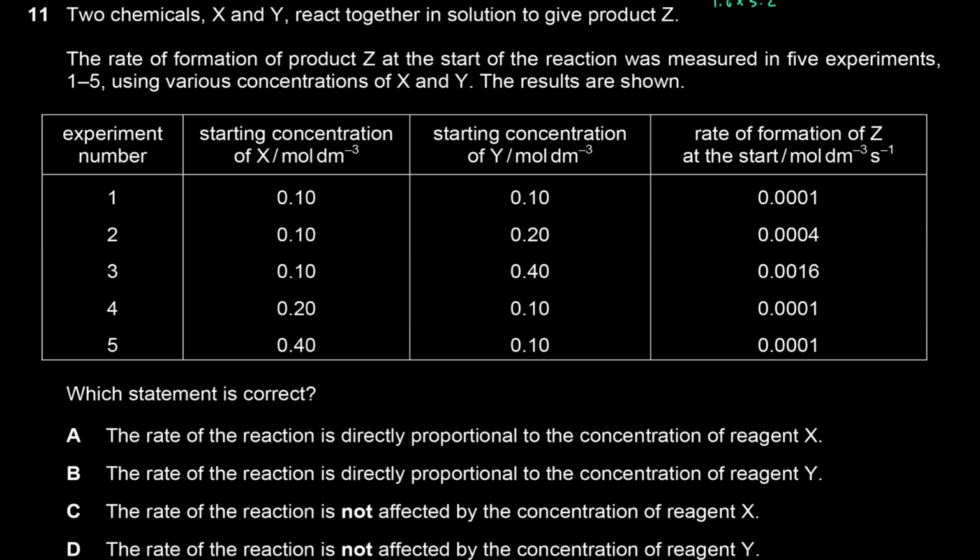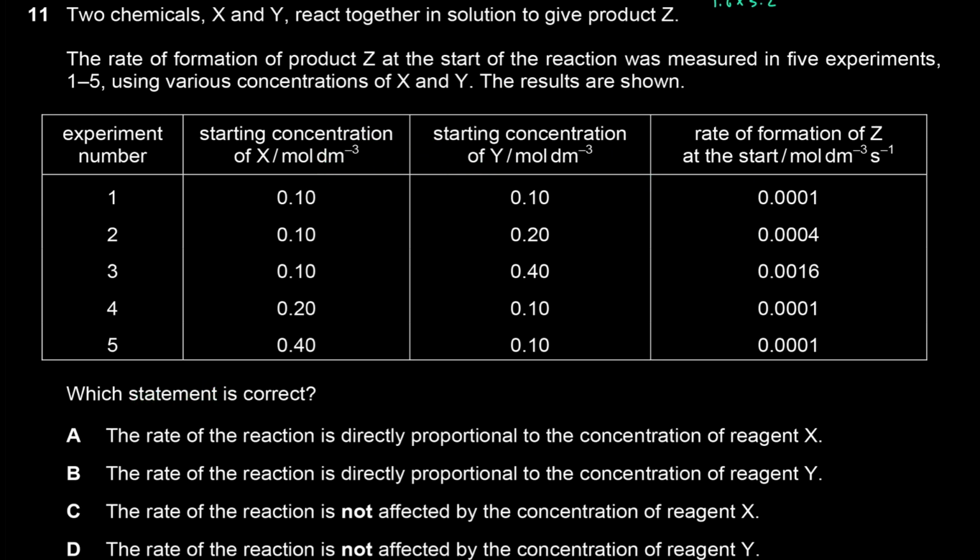Two chemicals X and Y react together in solution to give product Z. The rate of formation of product Z at the start of the reaction was measured in 5 experiments, using various concentrations of X and Y. The results are shown. So here we have 5 different experiments. We're using different concentrations, and we're measuring the rate of formation of Z. And we know that obviously the rate of formation will depend on the concentrations, right? Higher concentration means faster rate of formation.